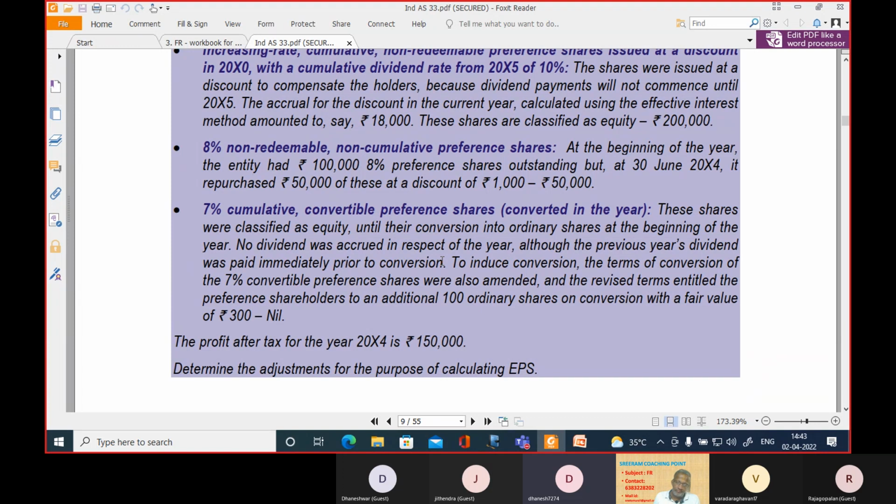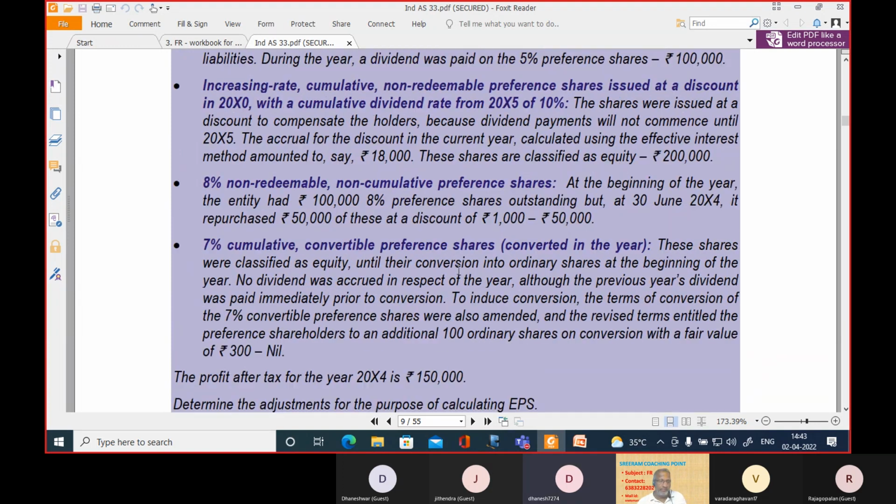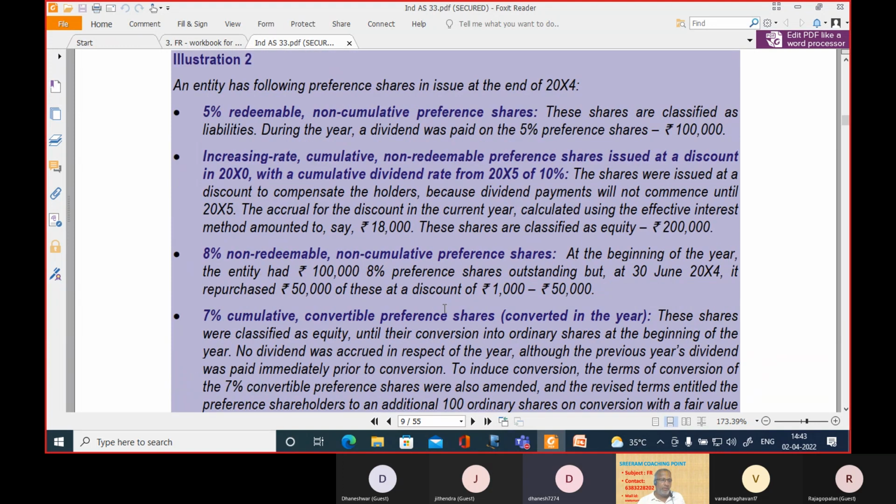The profit after tax for the year 20x4 is ₹1,50,000. Determine the adjustment for the purpose of calculating EPS. Right, this is a problem involving a lot of preference shares. There are 4 preference shares that we are taking up for discussion. First one is redeemable. That means it is a liability to the extent of capital.